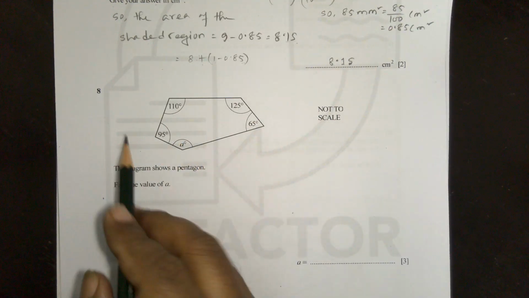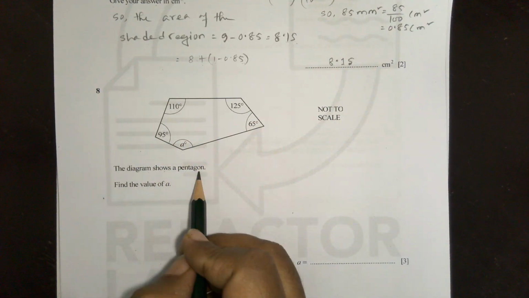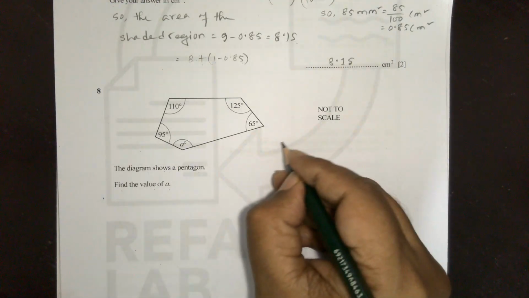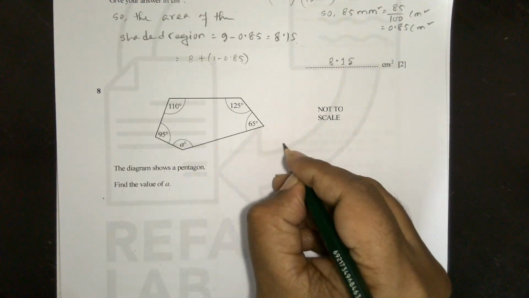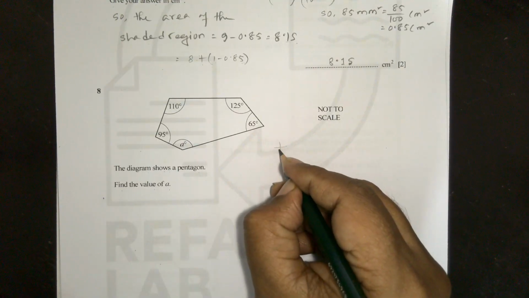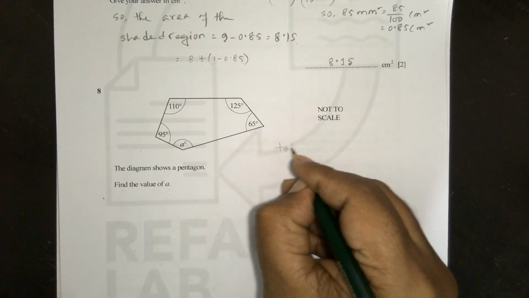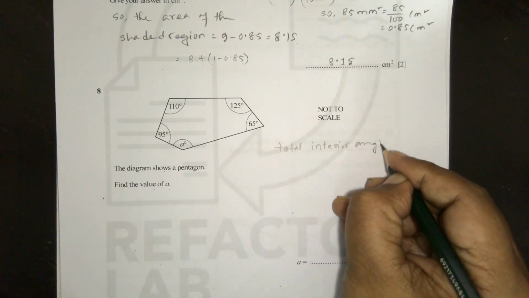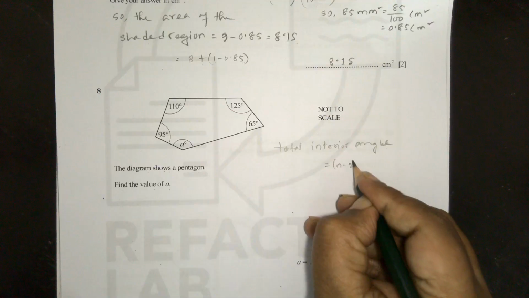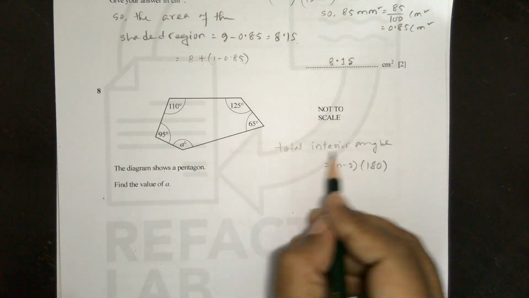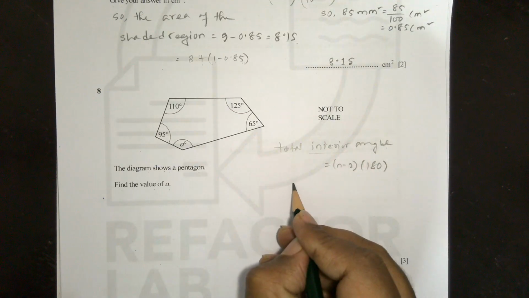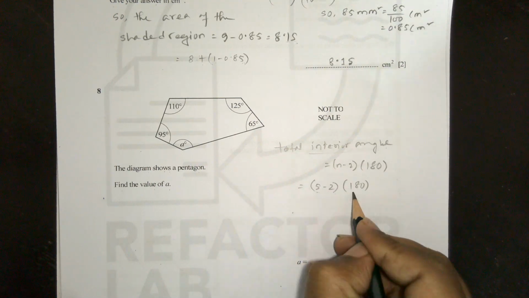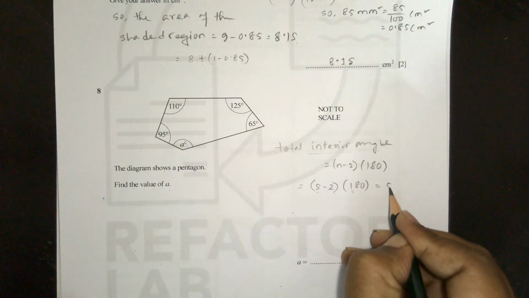The diagram shows a pentagon. Find the value of A. So what is the total of the interior angles of a pentagon? The total interior angle of any n-sided polygon is n minus 2 times 180. Since it's a pentagon, it will be 5 minus 2 times 180. So 5 minus 2 is 3, and 3 times 180 is 540.